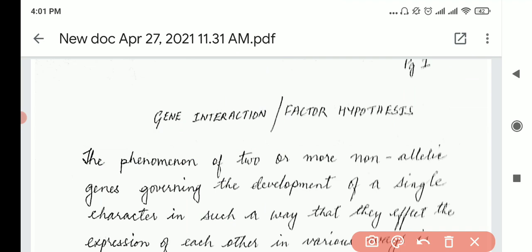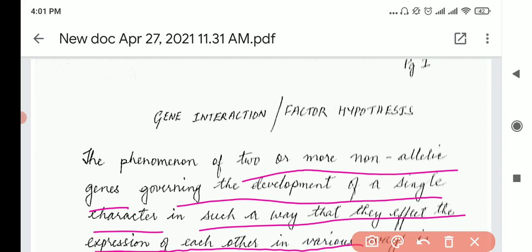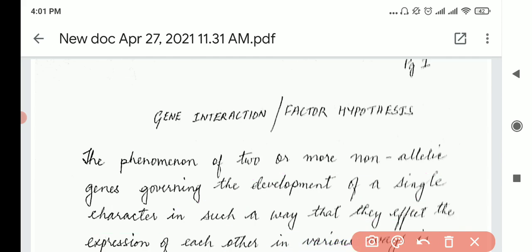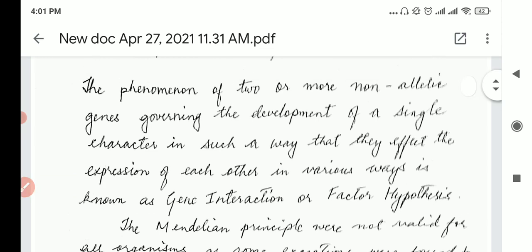So there, see what I have written for you. So when two or more non-allelic genes show the development of a single phenotype in such a way that they affect the expression of each other in various ways, it is known as gene interaction or factor hypothesis. Okay, so how these two or more non-allelic genes, I told you about two, it could be three.